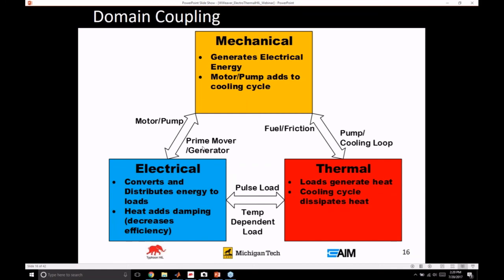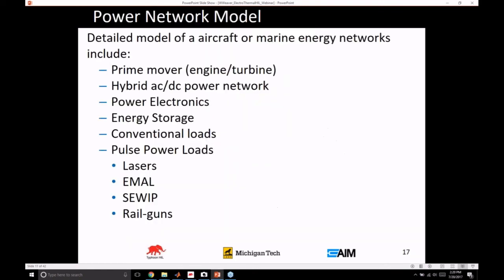But the thermal system also needs to be cooled to maintain temperature levels, usually through some sort of pump and cooling loop, and then the thermal system can actually go back and affect the mechanical. So all three of these types of domains are interconnected and coupled. In fact, we can even start looking at more domains, a chemical domain and other things too, but for all intents and purposes, we'll just stick to these three domains right now.